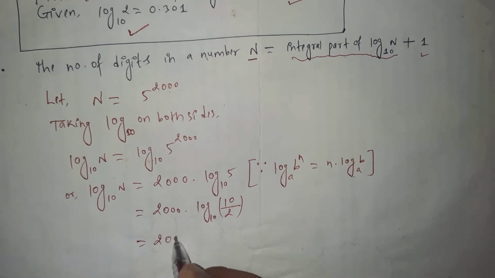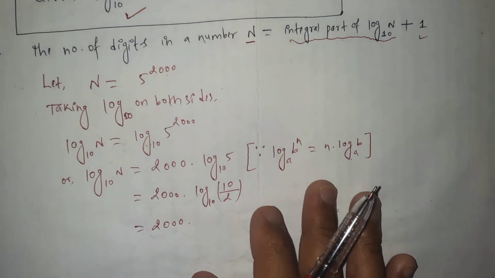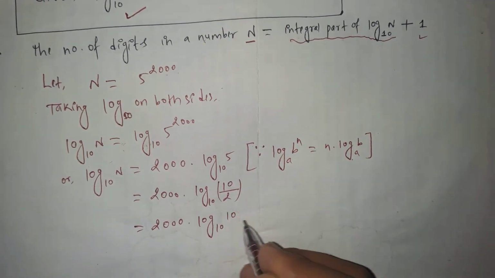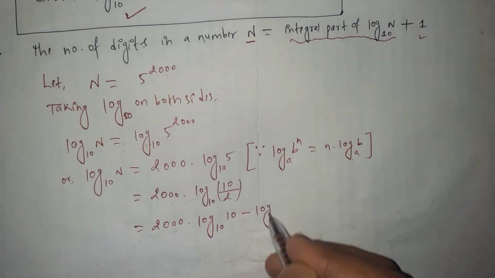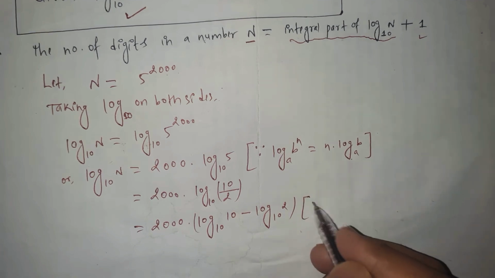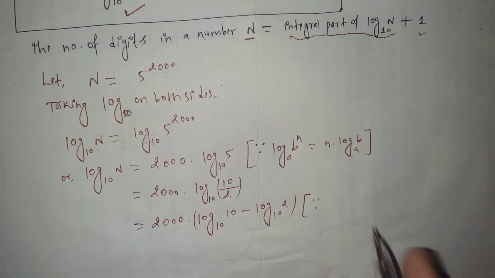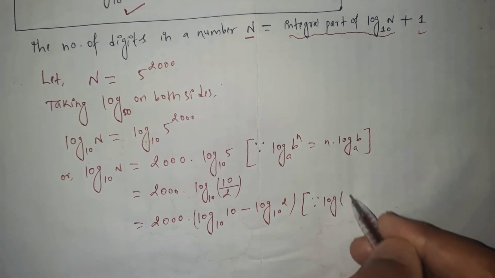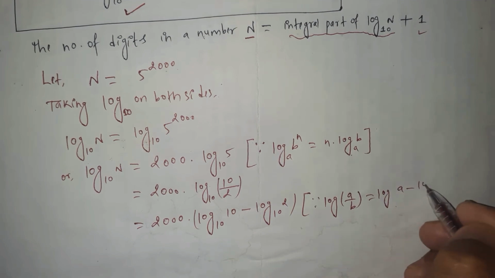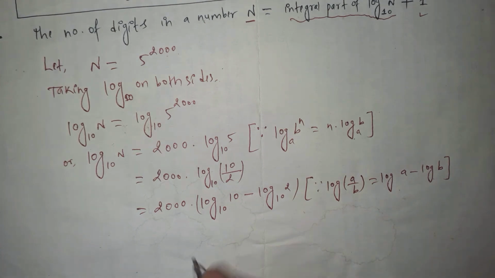Here this can be simplified as 2000 times, and here we can use the quotient formula of the logarithm. This can be written as log with base 10 of the number 10 minus log of 2. In this step we just use the quotient law of the logarithm. Here we use log of a over b is always equal to log of a minus log of b. Please memorize this basic formula.